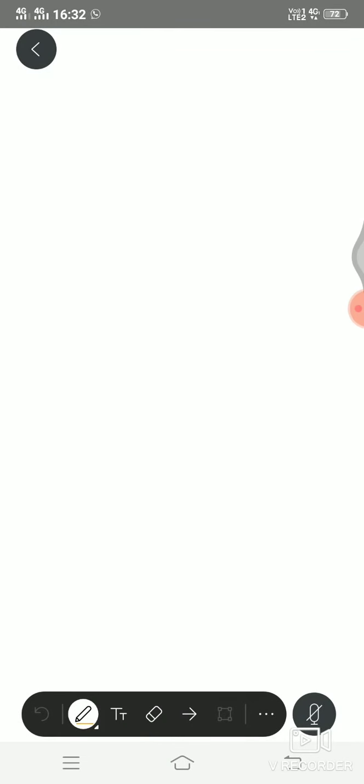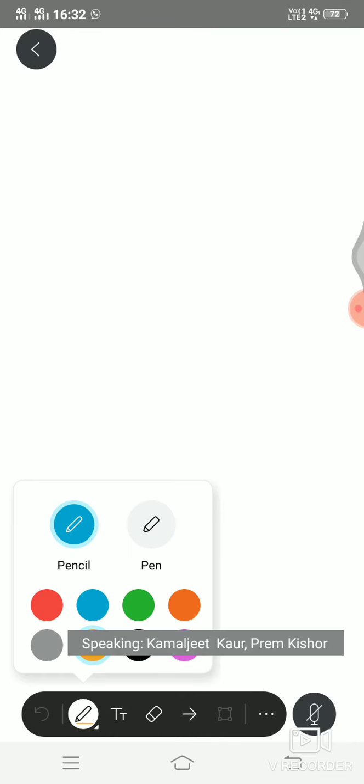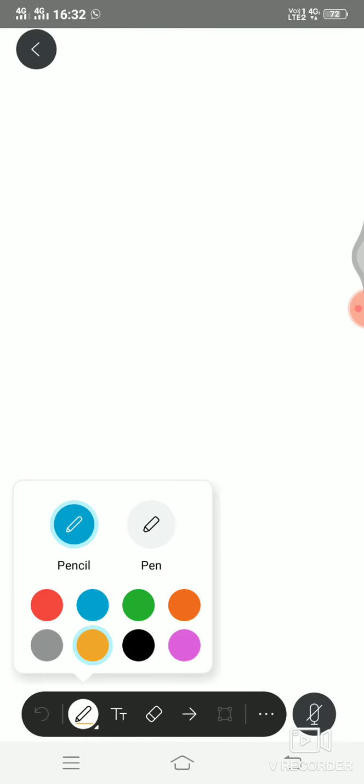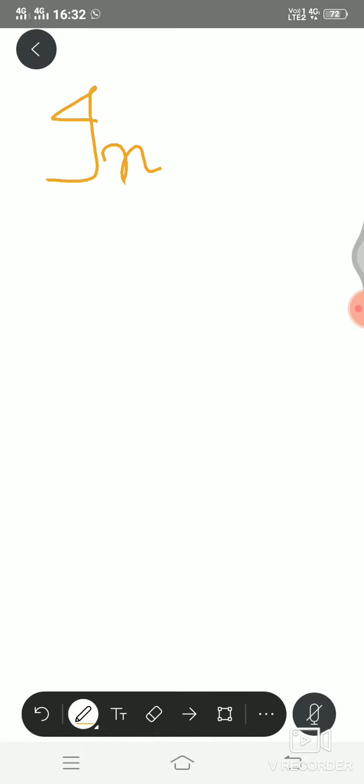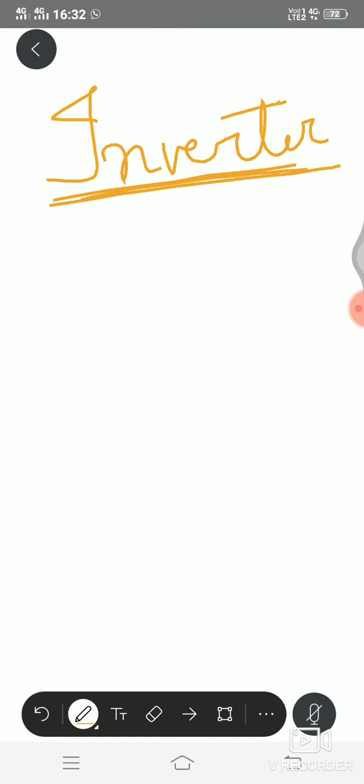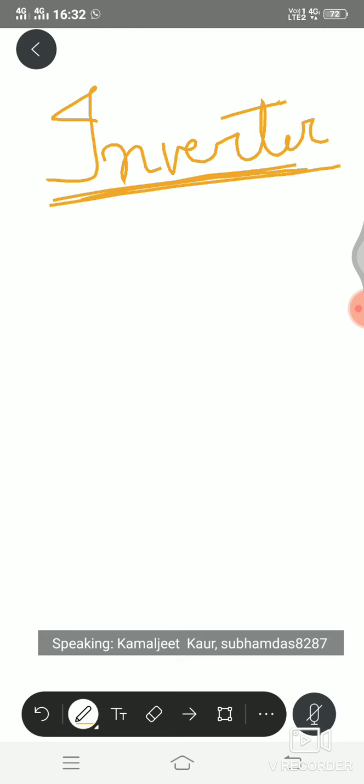So today we are going to start inverter. Hello, students. Today we are going to start the inverter chapter. The chapter name is inverter. So the rectifier chapter is over.